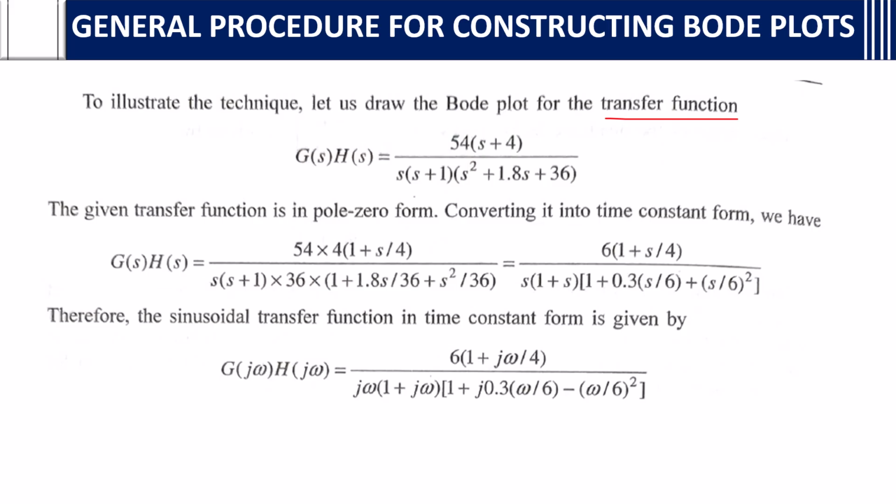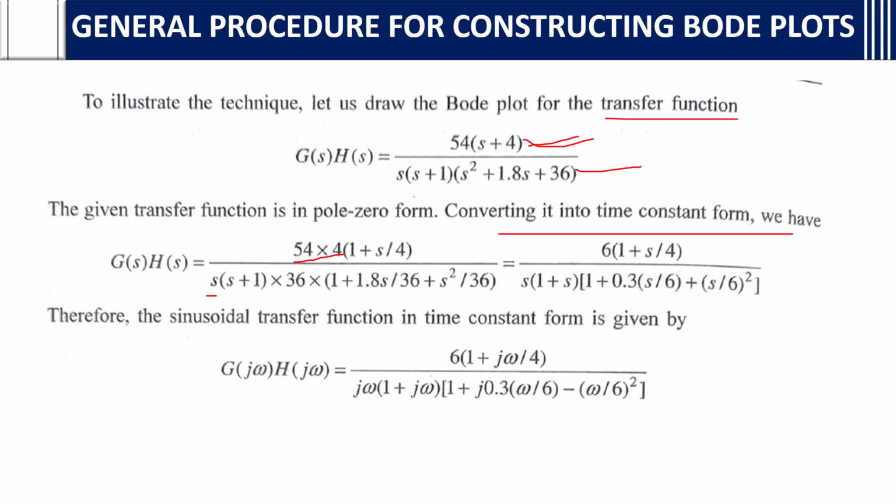So the given transfer function is in pole-zero form. Because zeros are also present, poles are also present. Every time the numerator will be zeros and the denominator poles. Converting into time constant form, we have G(s)H(s) equals 54. If you take 4 outside as common, you will get 1 plus s by 4.